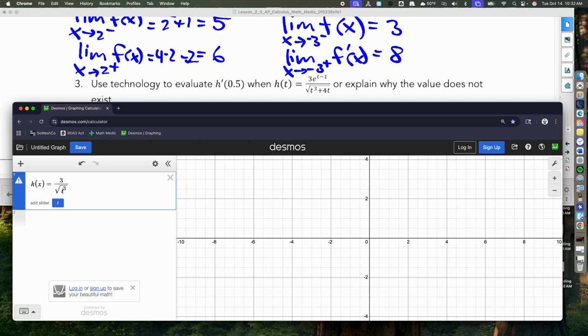Oh, shoot. You can be like me and forget that you can't type T into Desmos. Why can't I?